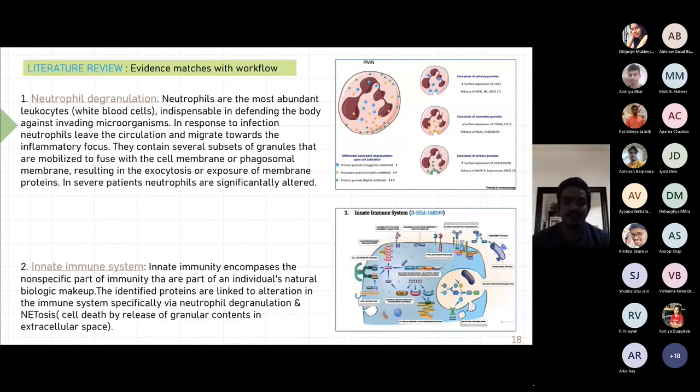Second is innate immune system. Innate immunity encompasses the non-specific part of immunity that is part of an individual's natural biological makeup. The identified proteins are linked to alteration in the immune system, specifically via neutrophil degranulation and NETosis. NETosis is programmed cell death that occurs by release of granular contents in extracellular space.